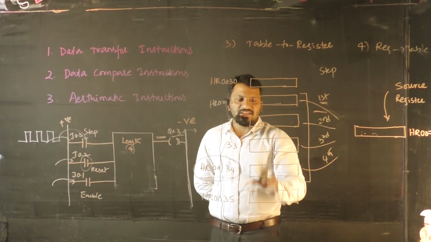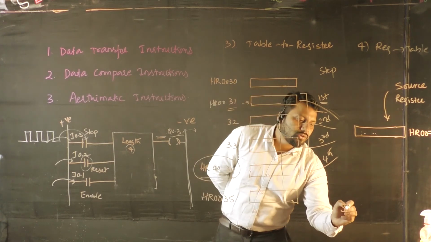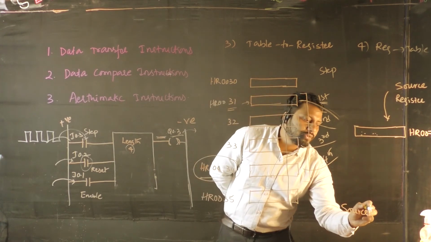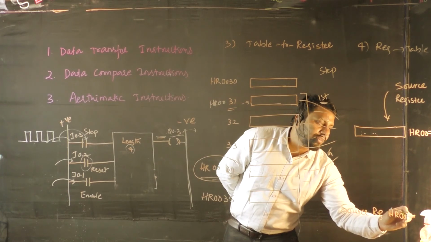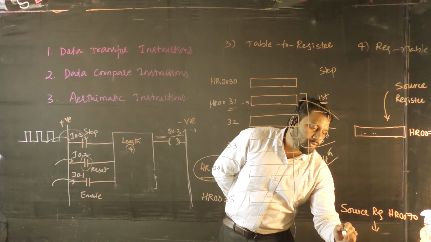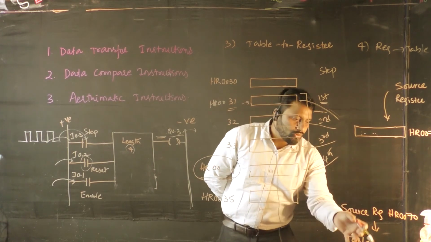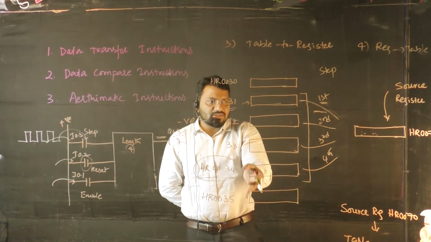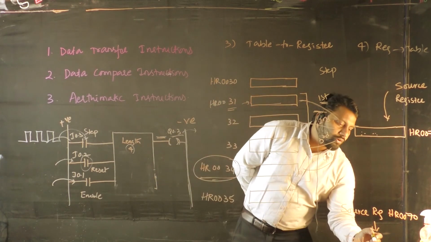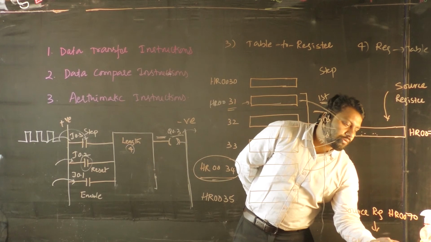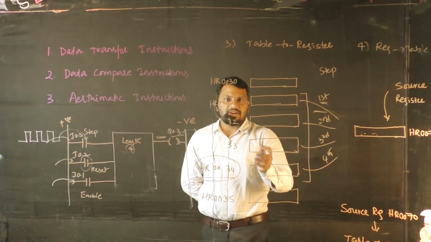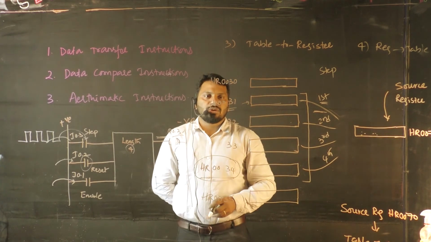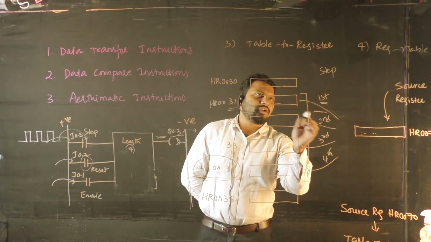This one is the destination table. Now transfer is what? Source register, holding register 72 to table. Now what is the table? This one is the table. Table of registers, how many registers? 4 registers. That is from holding register 00312 to... now data transfer will take place like this.